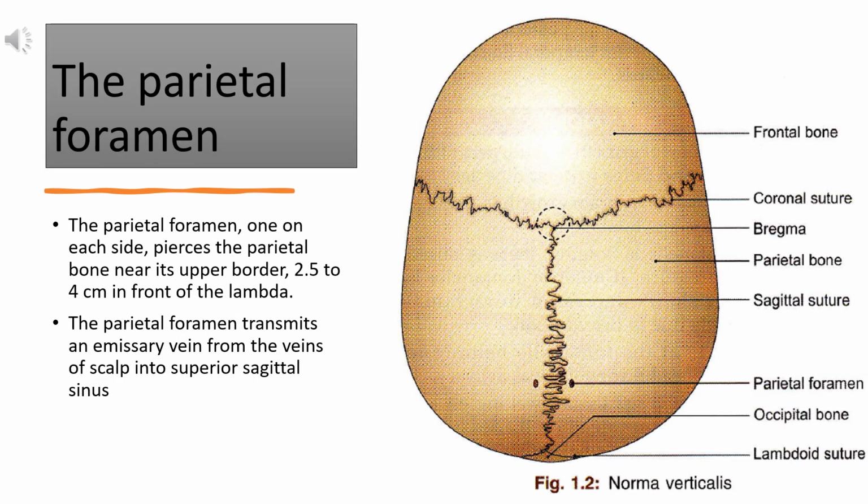Next term is parietal foramen. The parietal foramen on each side pierces the parietal bone near its upper border 2.5 to 4 cm in front of the lambda. The parietal foramen transmits an emissary vein from the veins of scalp into superior sagittal sinus.